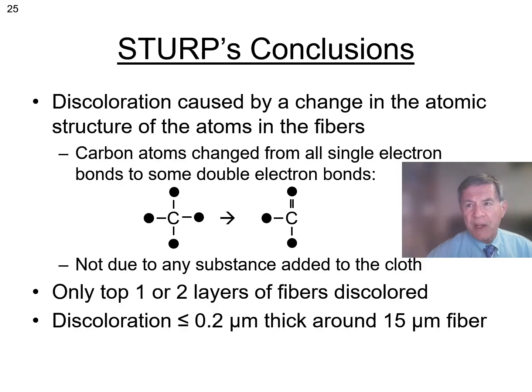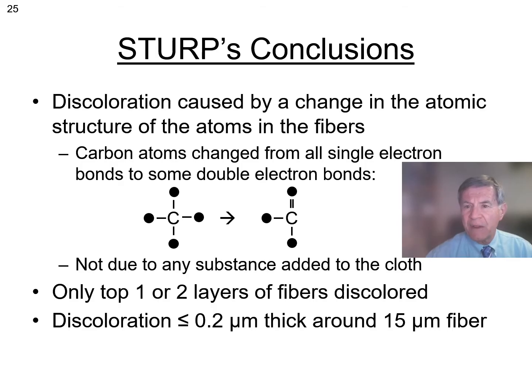STURP discovered other things that are very significant. The discoloration on the fibers that form the images is caused by a change in the atomic structure of the atoms that were in the fibers, so that the discoloration on the fibers is not due to the addition of any material, substance, or atoms to the fibers. Specifically, each carbon atom has 4 electrons in its outer orbit, so each carbon atom in a fiber was normally attached to 4 surrounding other atoms by one of its outer orbit electrons. These are called single electron bonds.